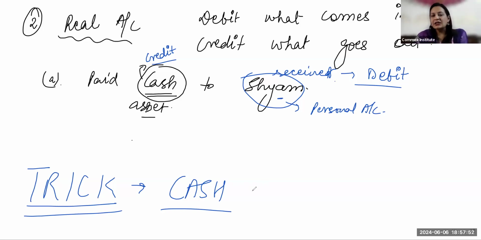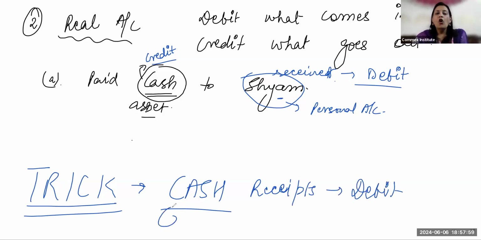Okay, so cash receipts अगर हैं तो उसको आप डेबिट कर दीजिए कैश को. और अगर कैश पेमेंट की बात हो रही है, कैश आउटफ्लो है, तो कैश को हम कर देंगे क्रेडिट.